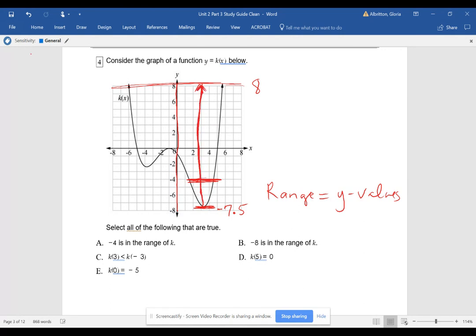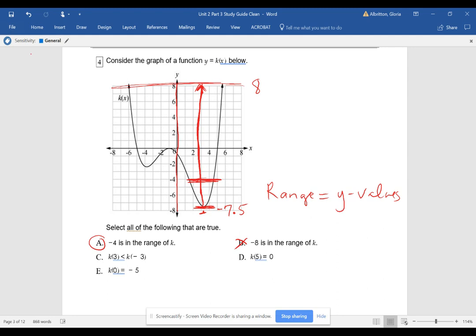So select all of the following that are true. A is definitely true. Let's look at B. -8 is in the range of K. Well, since the bottom begins at -7.5 and it does not touch -8, here's -8 down here, it does not start that low at -8. So the answer for this one is not part of the truth.